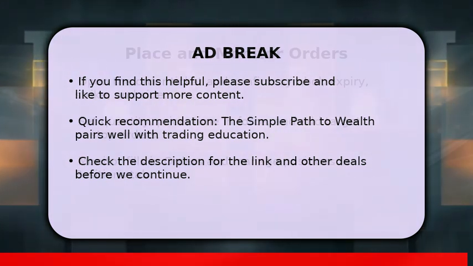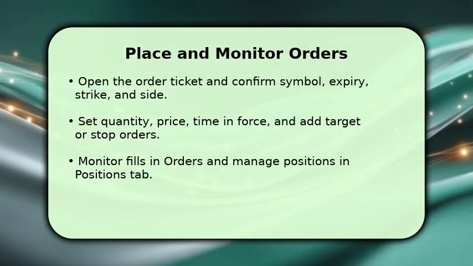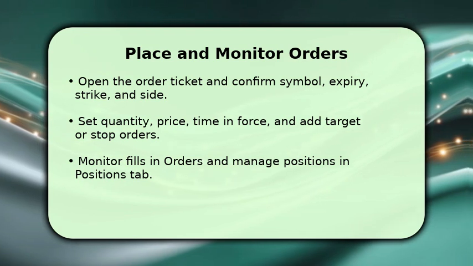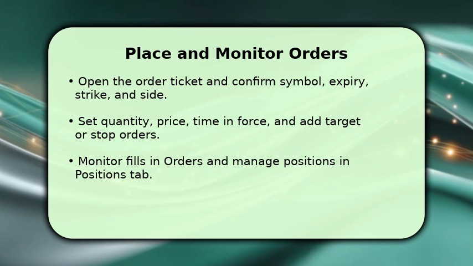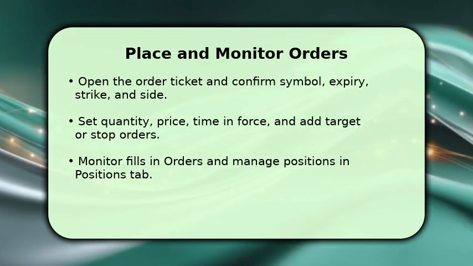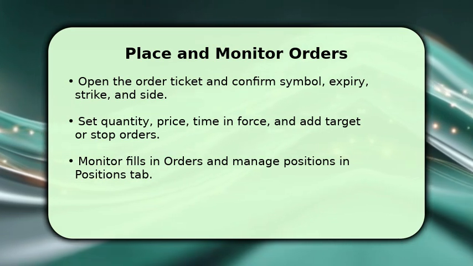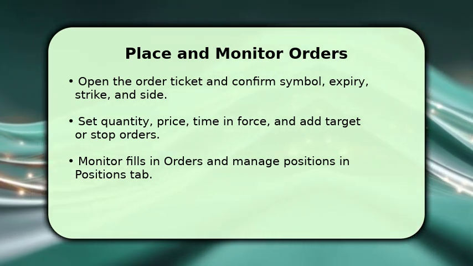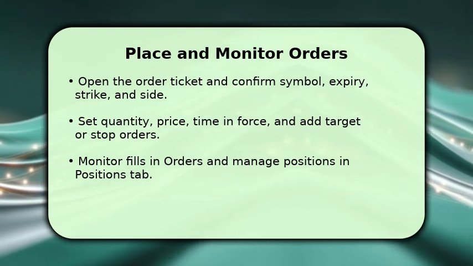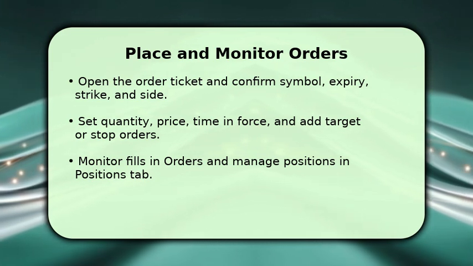Open the option contract to pull up the order ticket and double-check symbol, expiration, strike, and side. Input contracts, choose limit price if desired, and set time in force. Add a target sell order or stop to automate exits and enable price alerts on the chart. Review estimated fees and required margin, then confirm. After execution, monitor fills and orders and adjust or close positions in positions to manage risk and profit.